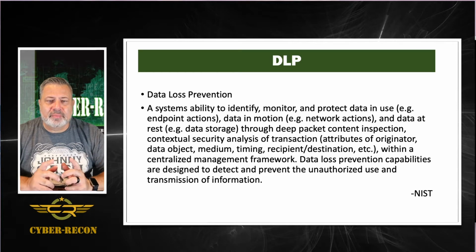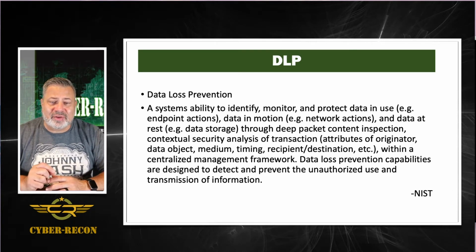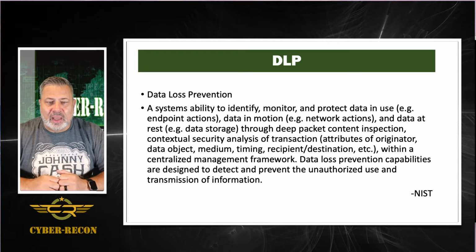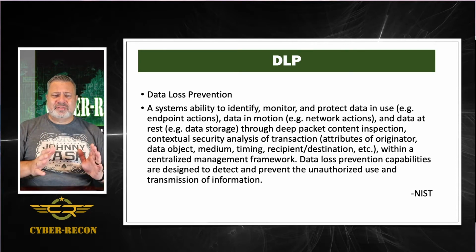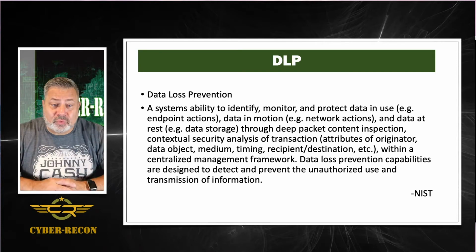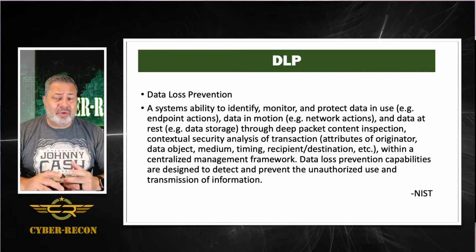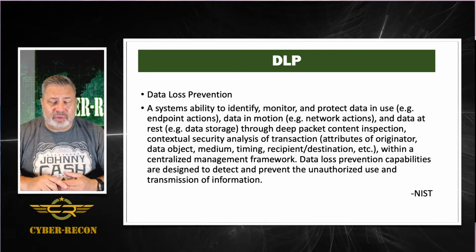NIST says it is a system's ability to identify, monitor, and protect data in use, meaning endpoint actions, data in motion, meaning network actions, or data at rest, meaning data storage, through deep packet content inspection and contextual security analysis of transaction attributes of originator, data, medium, timing, recipient, destination, etc. Within a centralized management framework, data loss prevention capabilities are designed to detect and prevent the unauthorized use and transmission of information. Modified slightly, that used to say NSS information, National Security Systems information, but for this group we just want any information. We want to protect all our information. So we're talking about protecting data in motion, data at rest, data in use.